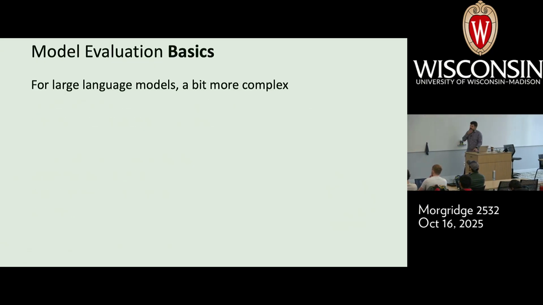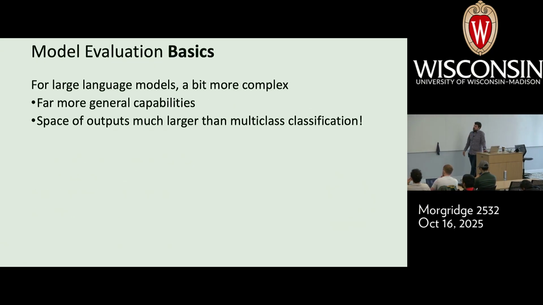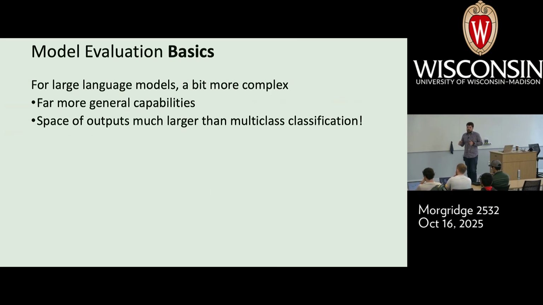So let's see some examples. Things are going to be more complex for us. We have very general capabilities, right, for our foundation models. That's the whole reason for them in the first place. And having these general capabilities means we have a lot more work to do to try to test them.